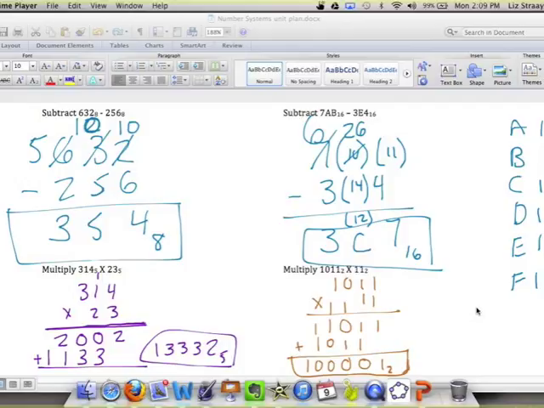5 times 30. Then you go to the box. No, I do one.